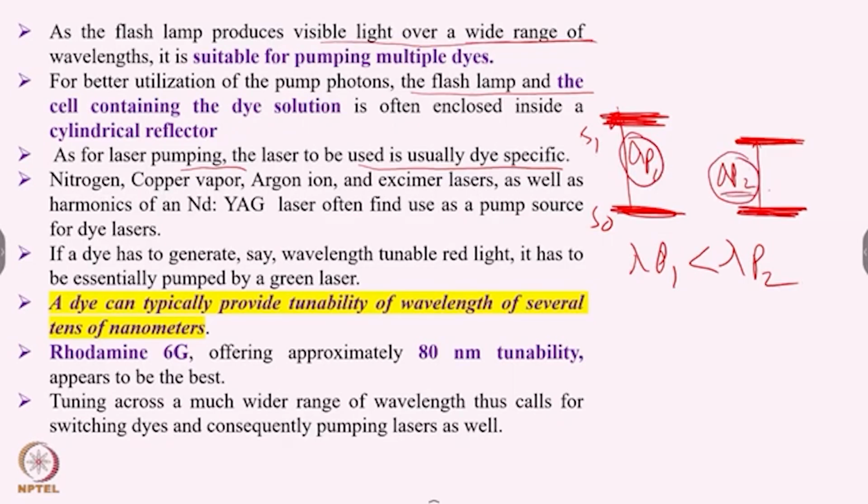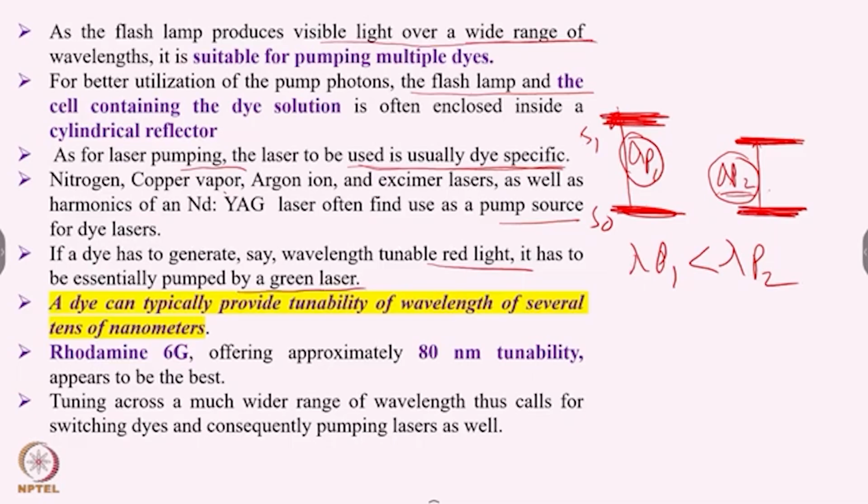And the same laser cannot give you both the pump wavelengths, unlike the flash lamp. So that is why for laser pumping, the laser to be used is usually dye specific. Nitrogen laser, copper vapor laser, argon ion laser, excimer laser, etc. often find use as a pump source for dye lasers. If a dye has to generate, say, a wavelength tunable red light, it has to be essentially pumped by a green laser.